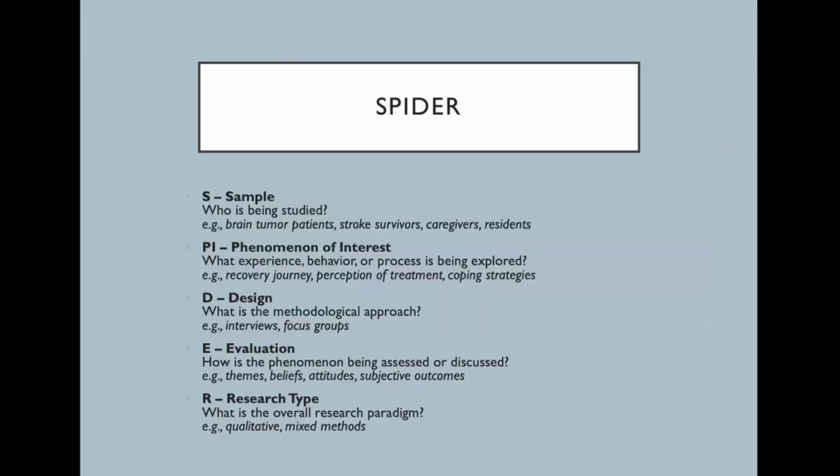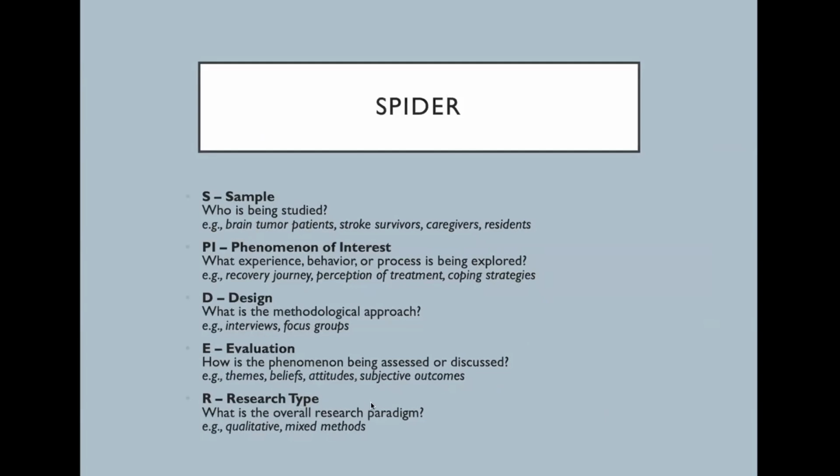Another mnemonic that's widely used is called SPIDER. While PICO is more for quantitative studies using data and measurable metrics, SPIDER is a mnemonic that's used for qualitative studies, looking at more descriptive studies. It stands for sample, phenomenon of interest, design, evaluation, and research type.